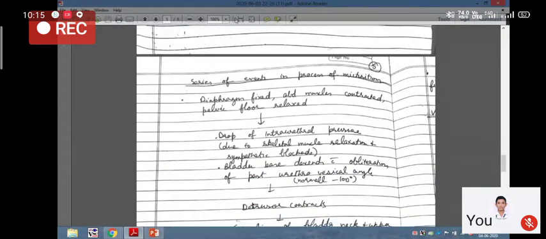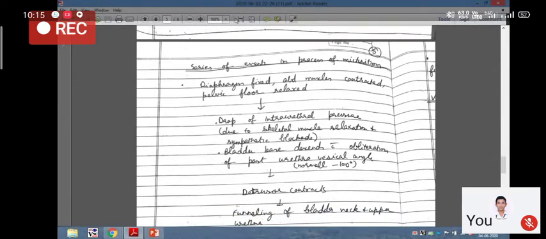So what events take place in the process of maturation? Diaphragm is fixed, and during the time of voiding, when the abdominal muscles are contracted, the pelvic floor is relaxed, and there is a drop in intraurethral pressure due to skeletal muscle relaxation and the sympathetic blockade, and the bladder base descends down, and there is obliteration of the posterior urethrovesical angle.